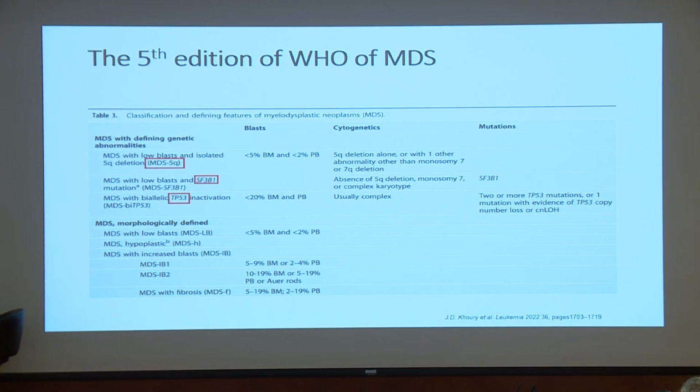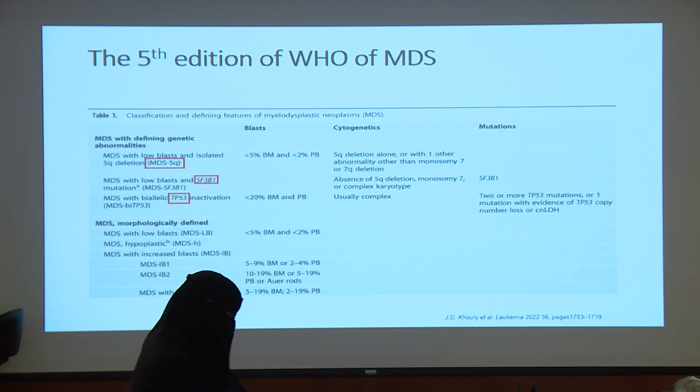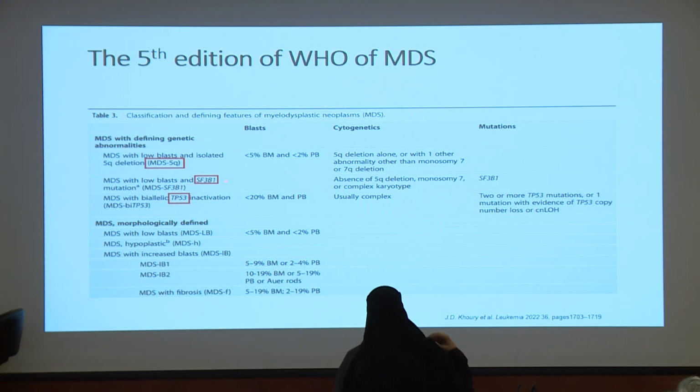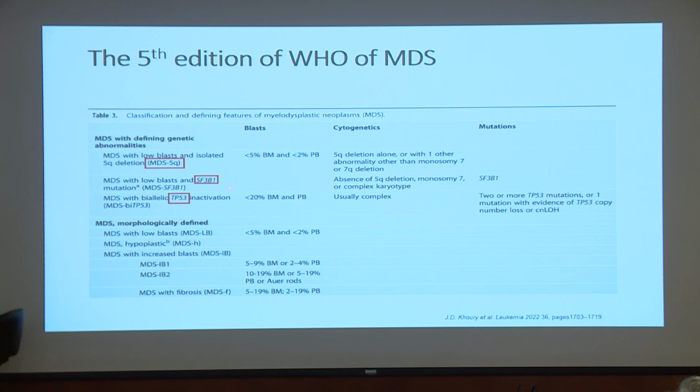Going back to the 5th edition of the WHO classification of MDS. Actually, the classification of MDS doesn't really rely on gene mutation or genetic markers. As you can see, we have had MDS 5q for a long time, and a few years back they added SF3B1 under certain conditions, which are no blasts, presence of anemia, and presence of ring sideroblasts. And recently they added TP53.